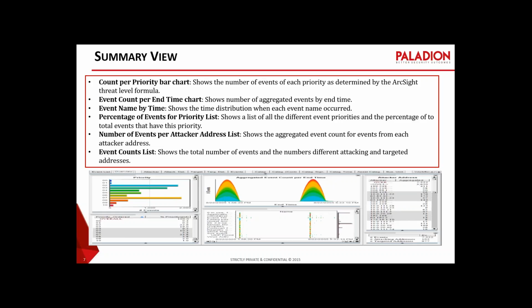Once you log on to the ArcSight Interactive Discovery module, this is the landing screen. It's a summary view of all the analysis. It gives you a brief understanding of the event count per priority, event count over time, event names, percentage of events for the priority list, number of events per attacker address list, and event count list.